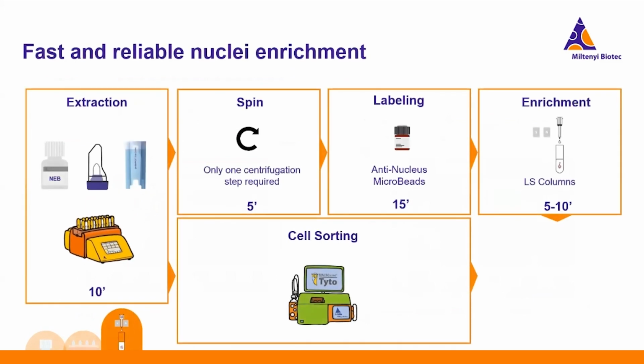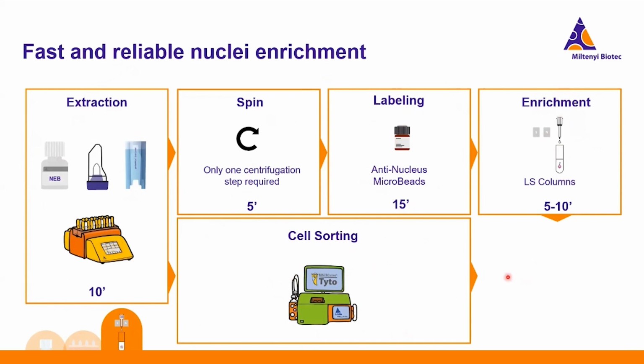So it's one thing to extract the nuclei, but you can imagine that there is still a lot of debris produced, which is surrounding the nuclei and might also still be in your nuclei suspension. Therefore, after extraction, we also offer a solution to actually enrich the nuclei. Once you have extracted them, you spin them down, resuspend them in our anti-nucleus microbeads, and enrich them via a magnetic field and an LS column. The other option would be to do cell sorting, for example, using the MACSQuant Tyto.